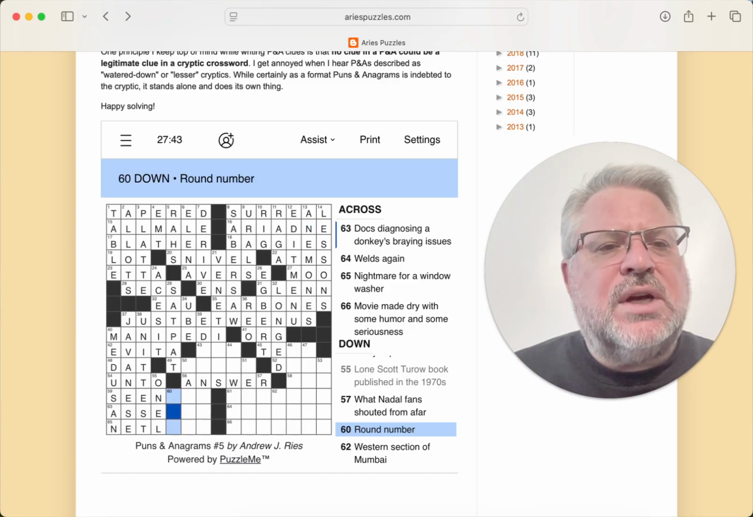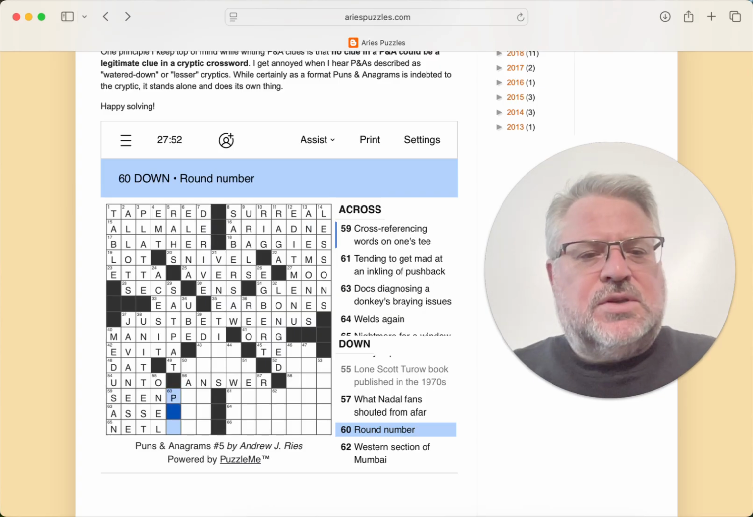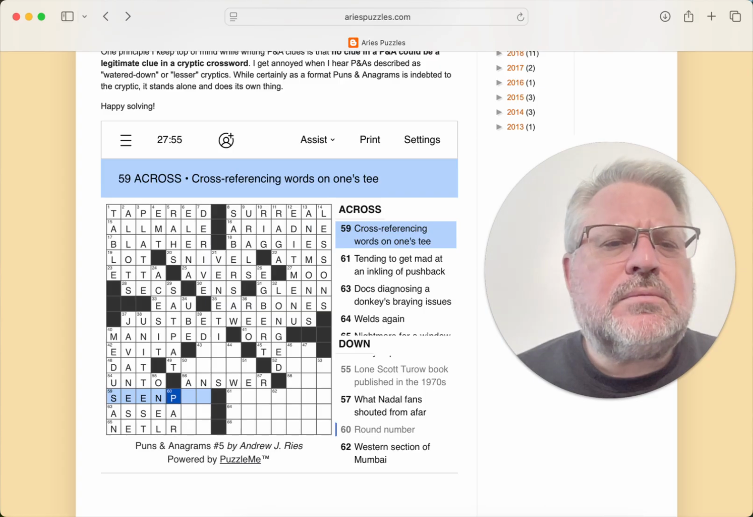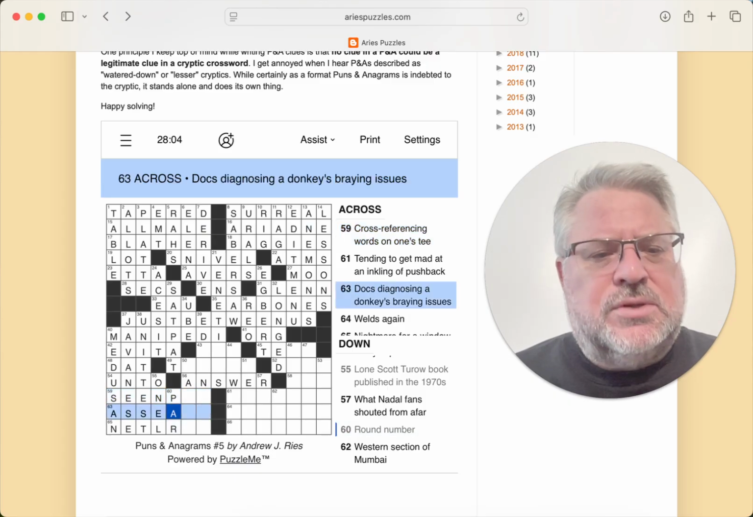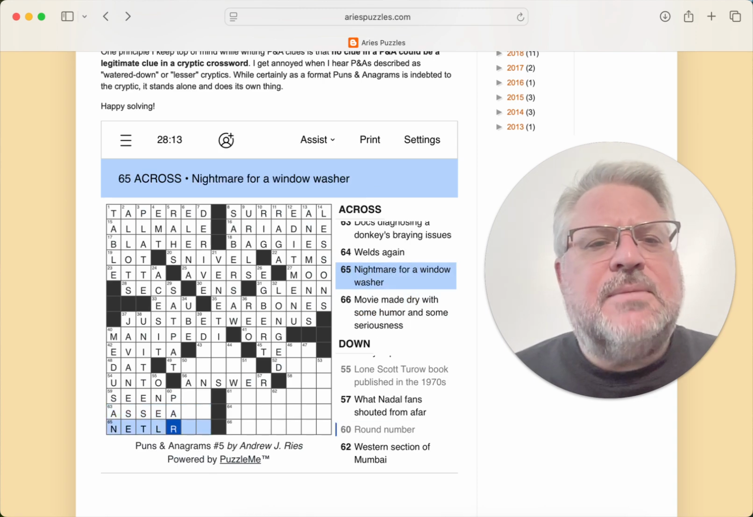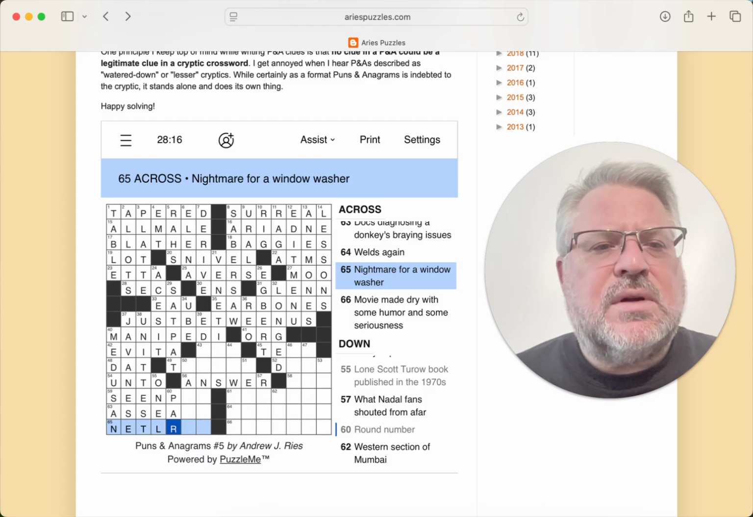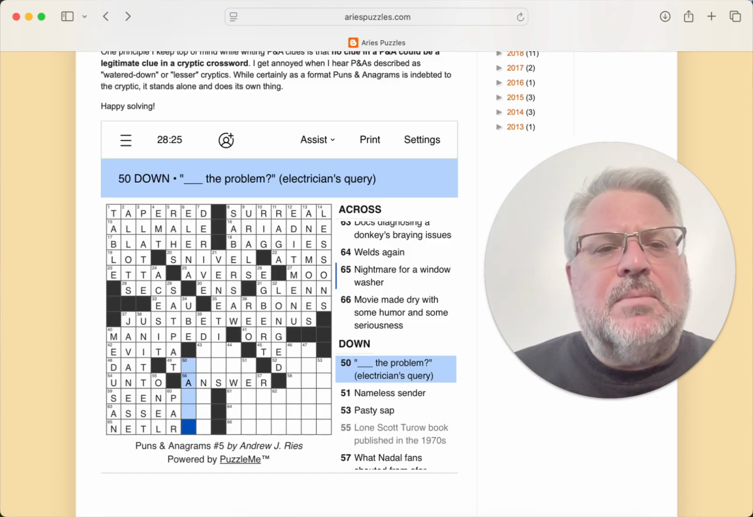60 down, round number. Don't know. It could be par. Par would be the number associated with a round of golf. On one's tee. Okay, there's no P in there that I can see how we would get to. Docks would be... Nope. Nightmare for a window washer. No. 50 down, blank the problem.